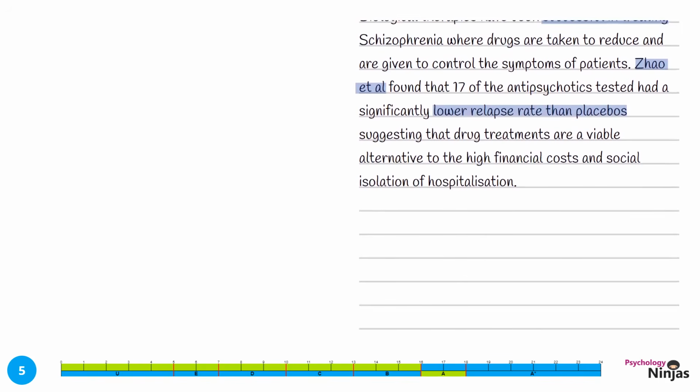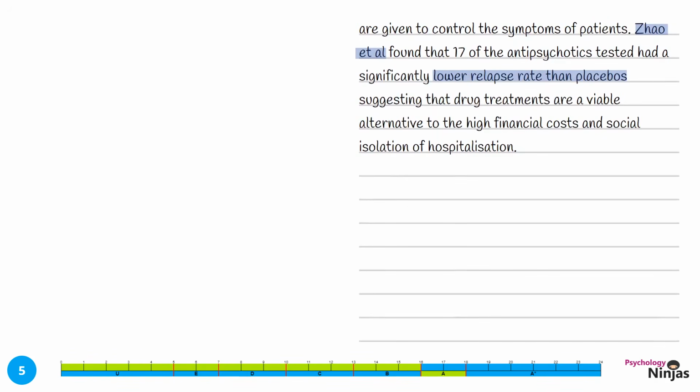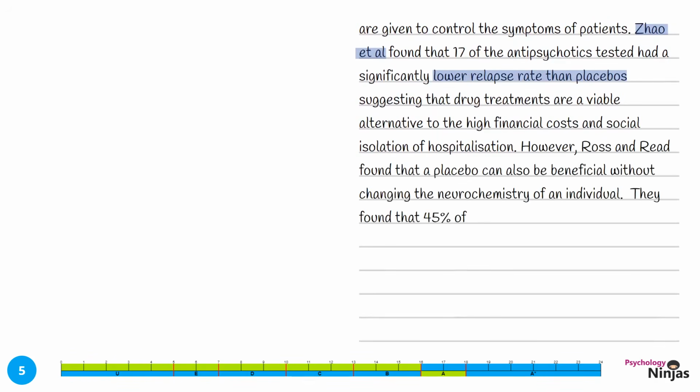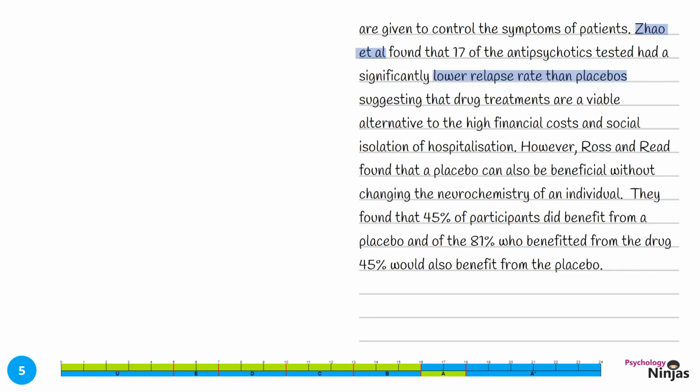We're then going to give some counter-arguments showing that actually drug therapies may not be as effective. However, Ross and Reed found that a placebo can also be beneficial without changing the neurochemistry of an individual. They found that 45% of participants did benefit from a placebo, and of the 81% who benefited from the drug, 45% would also benefit from the placebo. Our counter-argument has focused on research from Ross and Reed, suggesting that placebos might be beneficial for both people who did benefit from the placebo and those who benefited from the drug.